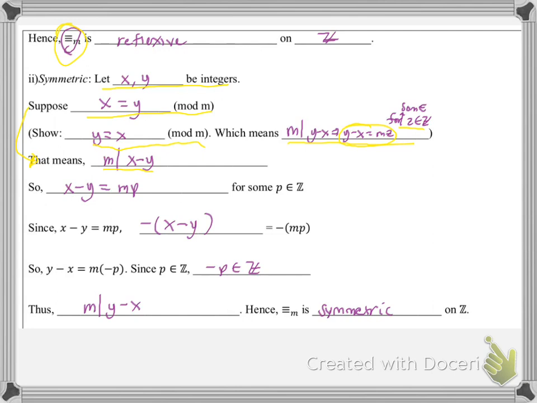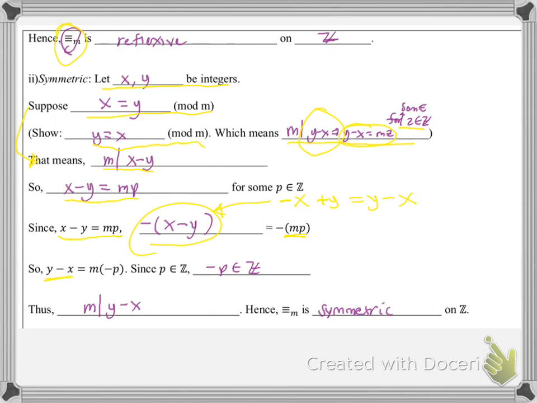That means m divides x minus y. So x minus y is equal to m times some integer p. And I sort of did like a fill in the blank. So x minus y equals m times p. Well, if we multiply both sides by negative 1, which we can do because it's an equation, then we get negative times the quantity x minus y equals negative mp. Well, we know right there that if you distribute that through, that's negative x plus y, which is the same as y minus x, which is what we wanted in our show part, right?